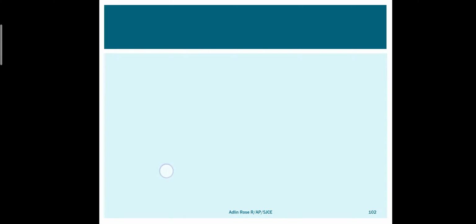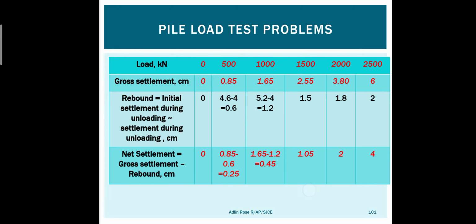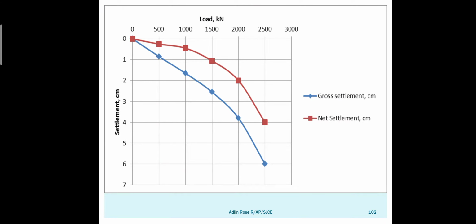The graph is drawn between load and gross settlement as well as load and net settlement. First, what is load and gross settlement? 0 comma 0. Next 500 comma 0.85. Next 1000 comma 1.65. Next 1500 comma 2.55. 2000 comma 3.80. 2500 comma 6. So you will get the blue curve. The blue curve is that first row and the second row. When you plot it, you'll get it.